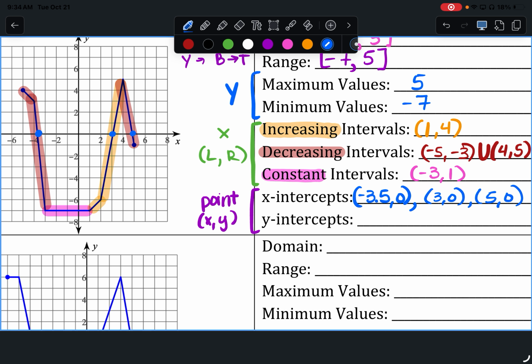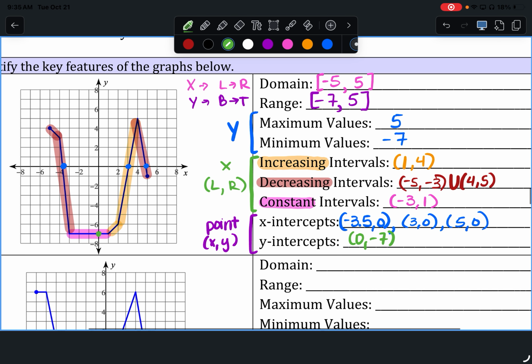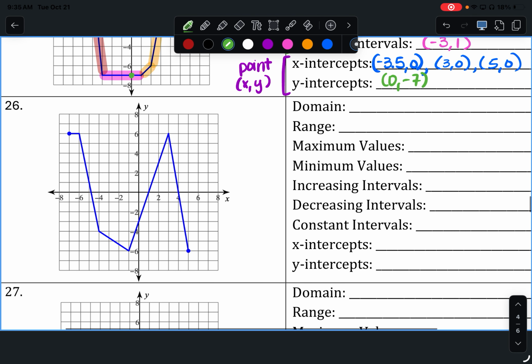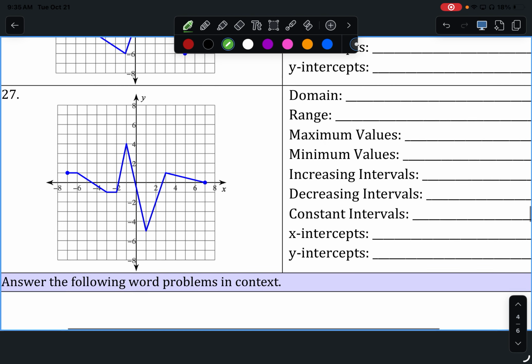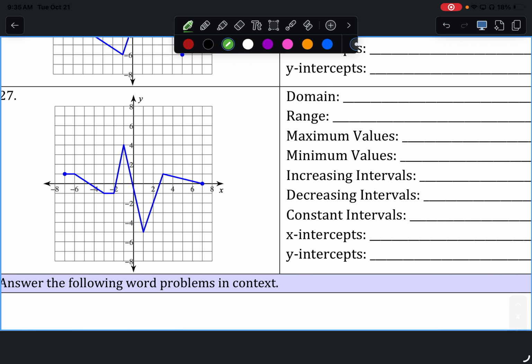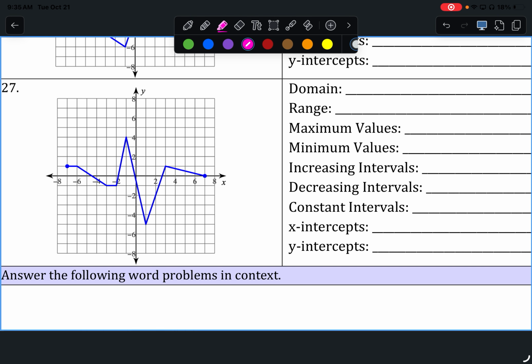Okay, now for y-intercept. Where is that at? And how do I write that as a point? 0, -7. Okay. Now we're going to also go over 27 together. So we're going to leave 26 for you, and we're going to do 27. So for 27, what is our domain?